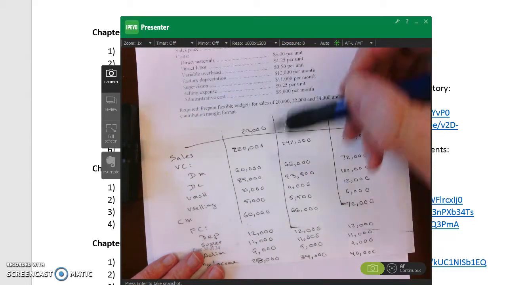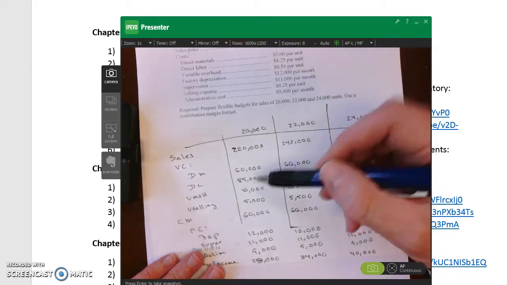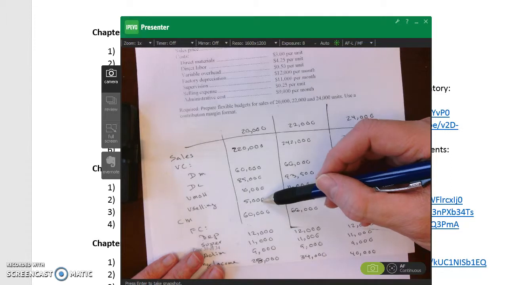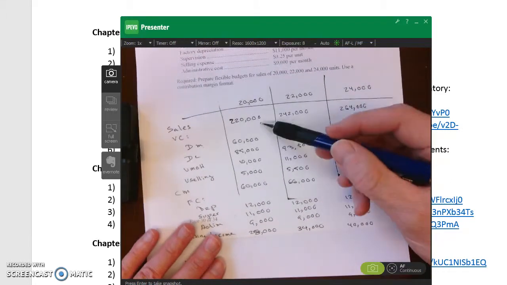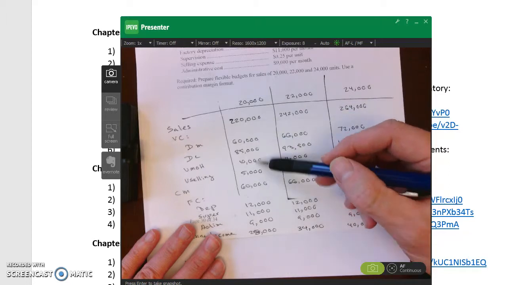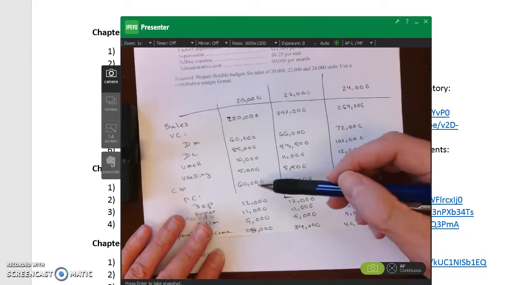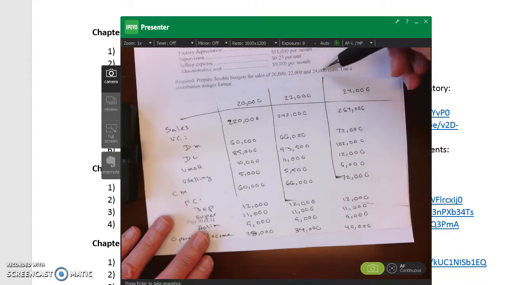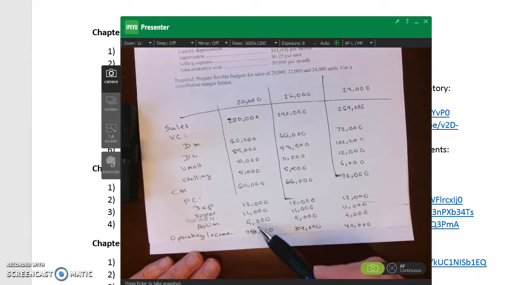Direct materials of 3 times the 20,000. Direct labor 4.25 times the 20,000. Variable overhead 50 cents times the 20,000 gives us the 10. Variable selling, which is at 25 cents per unit times the 20, gives us 5,000. You take the 220 minus the total variable costs, gives us 60,000 contribution margin. Factory depreciation is 12,000. Supervision is 11,000. That's at 20,000, and since these are fixed, those will be the same at 20, 22, and 24. And then same with admin, those are fixed costs. So I take my 60,000 minus my 12, minus my 11, minus my 9, gives me my 28,000.